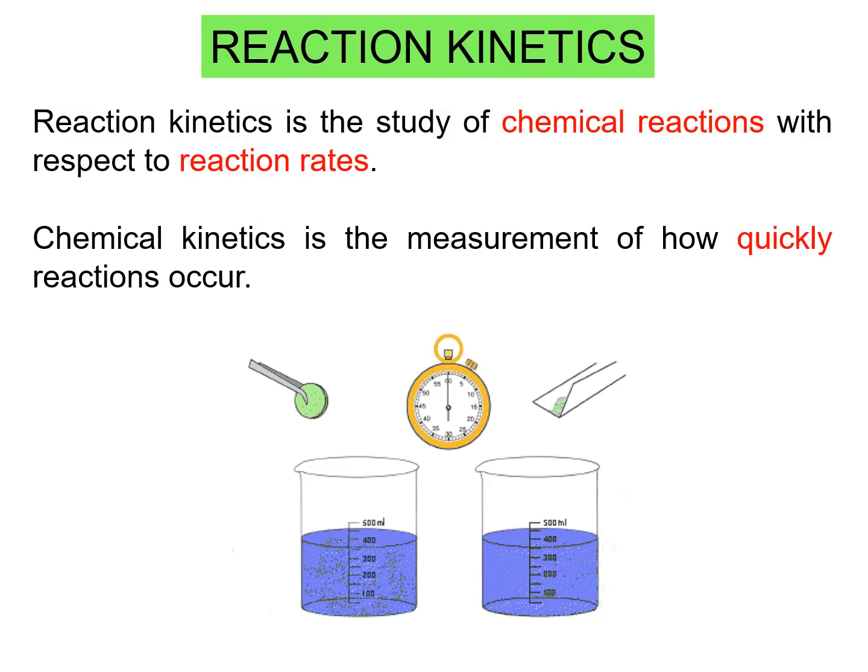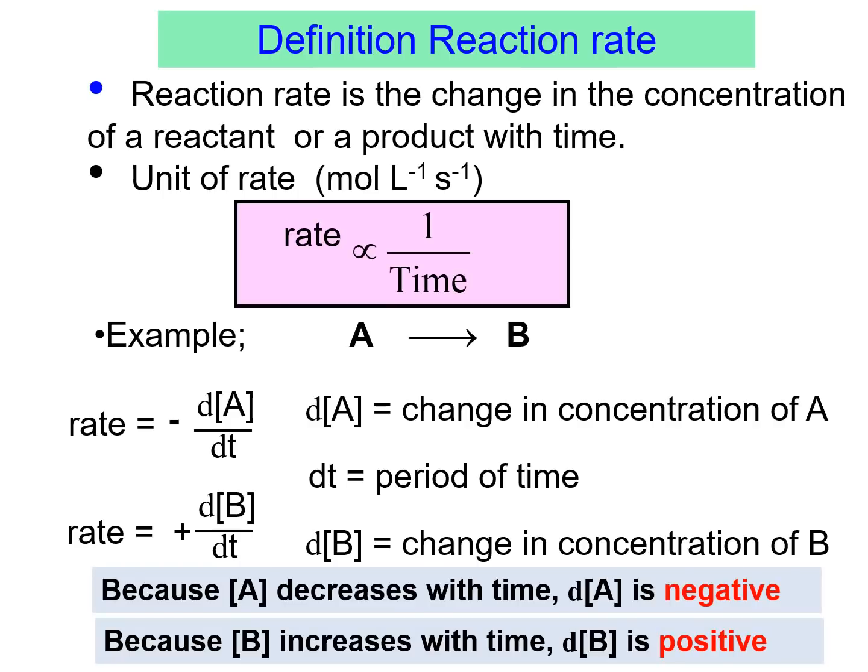What is reaction kinetics? Reaction kinetics is the study of chemical reaction with respect to the reaction rates. Chemical kinetics is the measurement of how quickly reactions occur. Definition: reaction rate. Reaction rate is the change in the concentration of reactant or product with time. The unit of the reaction rate is mole per liter per second, or you can write as molar per second.